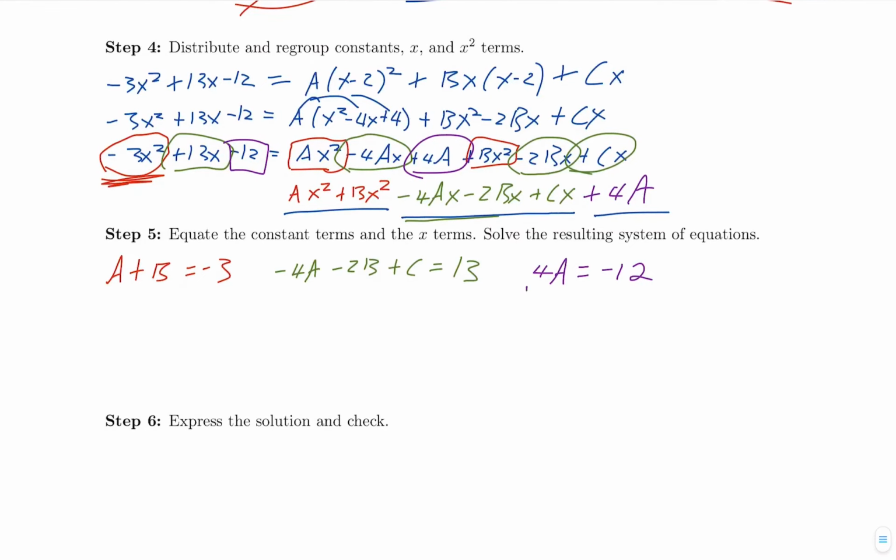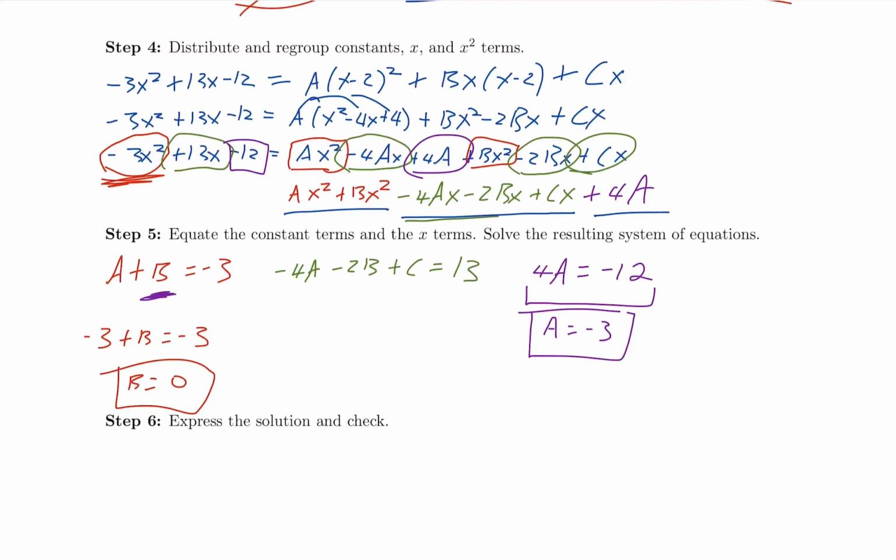Then we'll notice that this tells us what a is. 4a equals negative 12, so if I divide by 4 on both sides, a is negative 3. We found a. Once we found a, we can actually find b from the first equation. So a is negative 3, so negative 3 plus b equals negative 3. So b is in fact 0 in this equation.